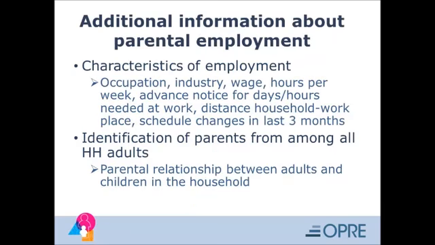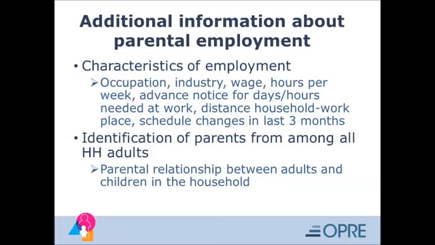There is also a lot of additional information about parental employment in the main household data file. So in the adult calendar, you know where they were, but in the main data file, you would know the characteristics of that employment, such as occupation, industry, wage, hours per week, advance notice for days or hours needed at work, distance from the household to the workplace, and scheduled changes in the last 3 months that are due to childcare-related reasons, such as missed days of work because of the child being sick, or working late or leaving early because of childcare-related reasons.